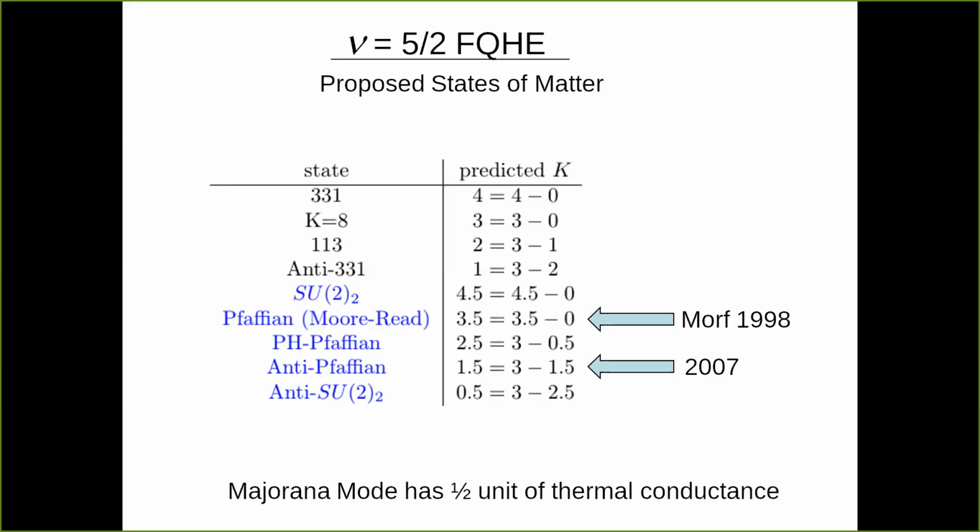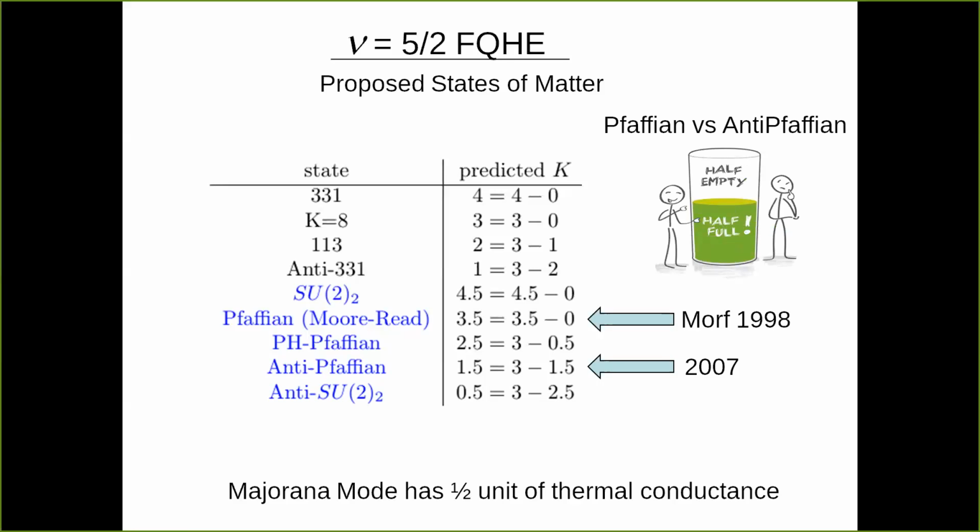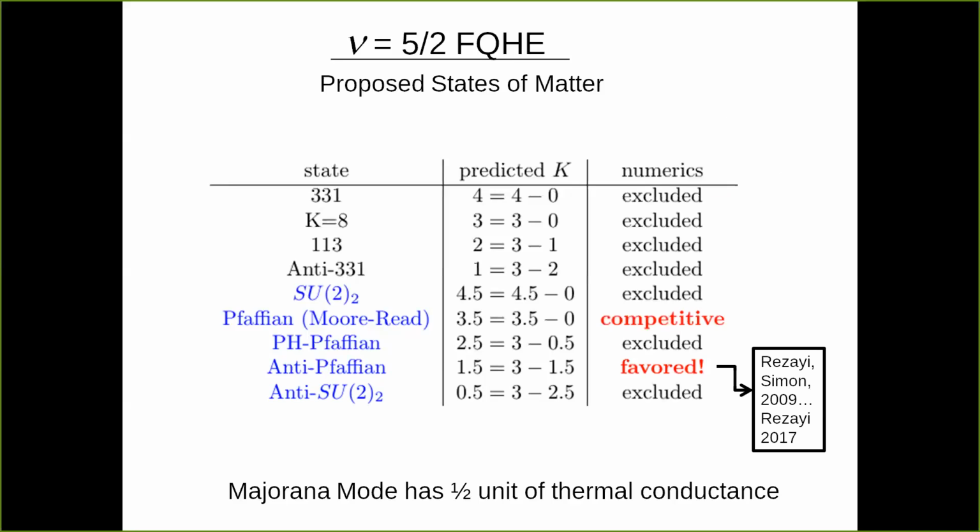And it's extremely surprising that it took until 2007 before people realized that the Pfaffian and the Anti-Pfaffian are actually different phases of matter, and they have different properties. And they're equally in agreement with the experiment. So the Pfaffian versus Anti-Pfaffian, the question of whether things are half empty or half filled. So the status of the numerics is basically that the Pfaffian and the Anti-Pfaffian are both competitive with each other, and pretty much everything else is completely excluded by the numerics. The numerics say that everything else is terrible. The Pfaffian and the Anti-Pfaffian are both pretty good.